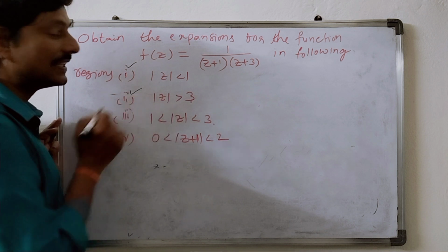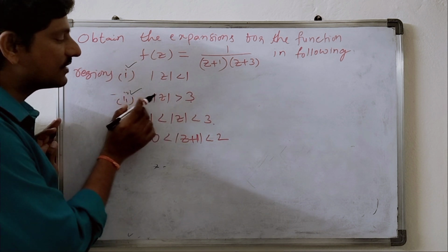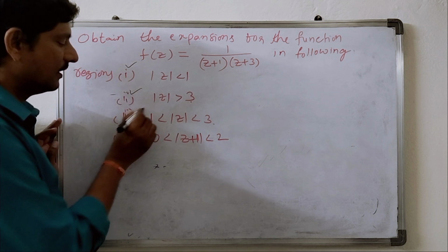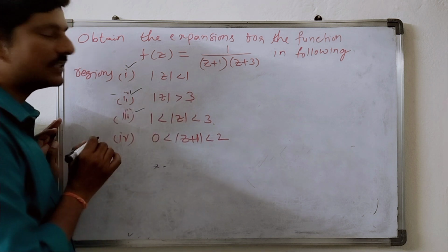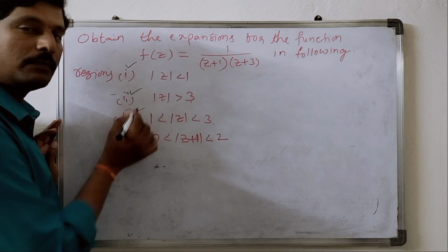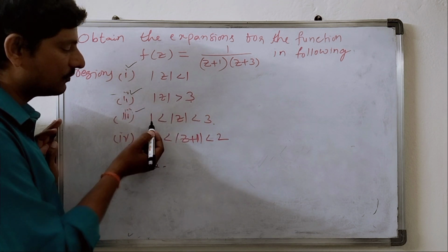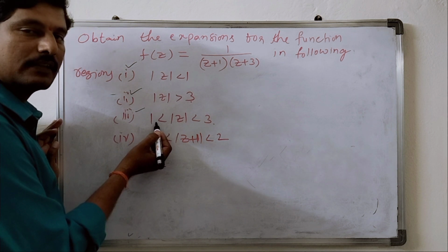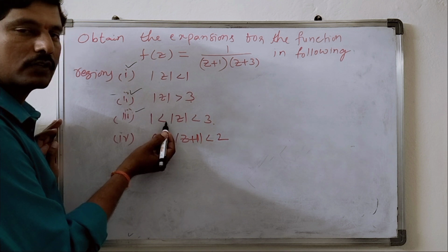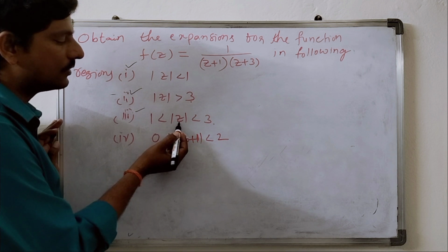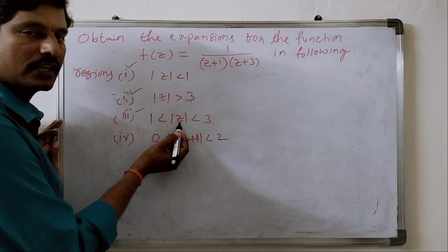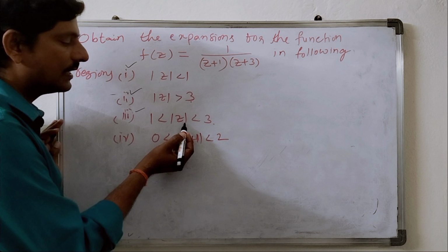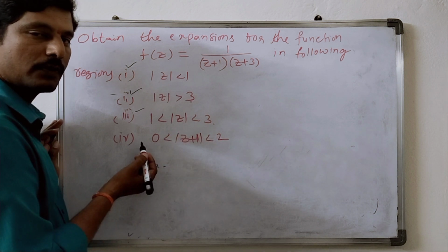So modulus of z less than 1, that means it consists only positive powers of z. Modulus of z greater than 3 means it consists only negative powers of z. And 1 less than modulus of z less than 3 means it consists of positive powers as well as negative powers. If you observe here, 1 less than modulus of z, that means z greater than 1, so when comparing 1 and z, we have to take common z. When comparing z and 3, we have to take common z. So in the first part we have negative powers of z. In the second, we have positive powers of z.